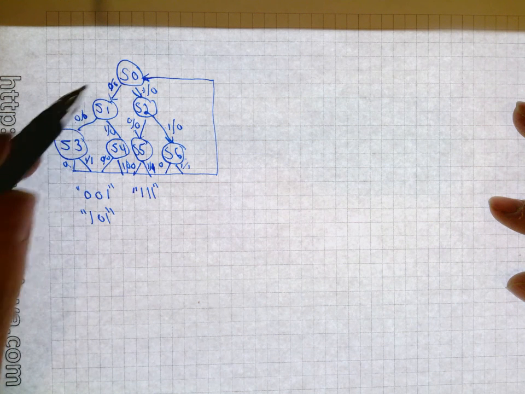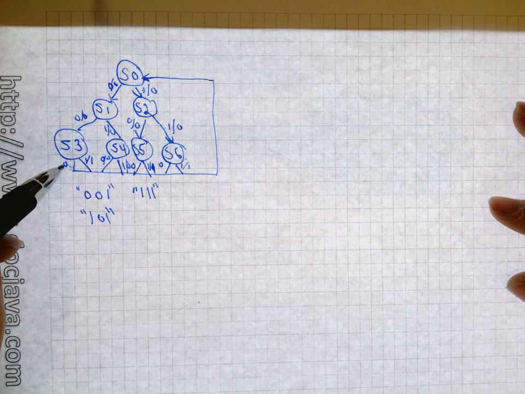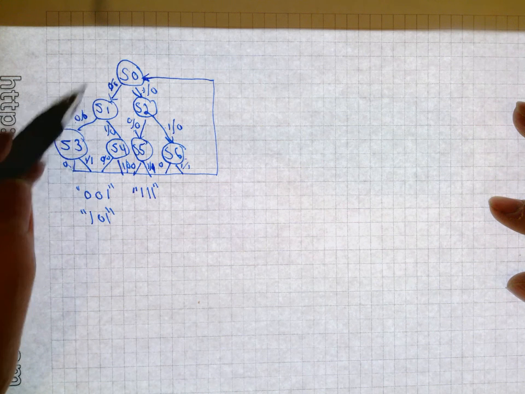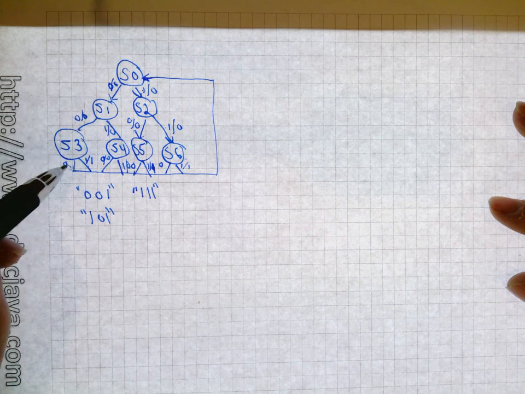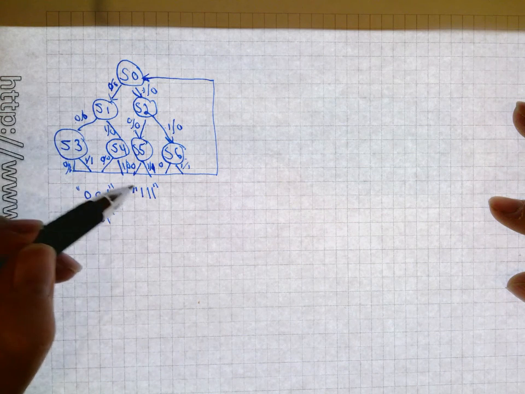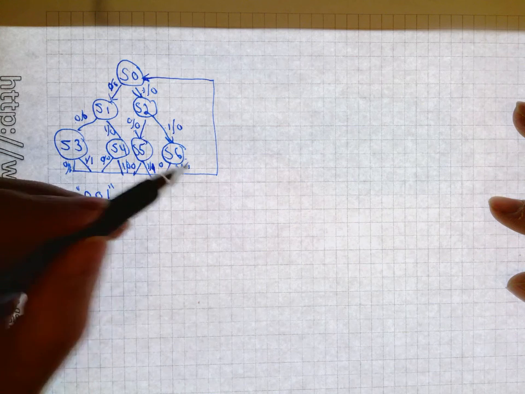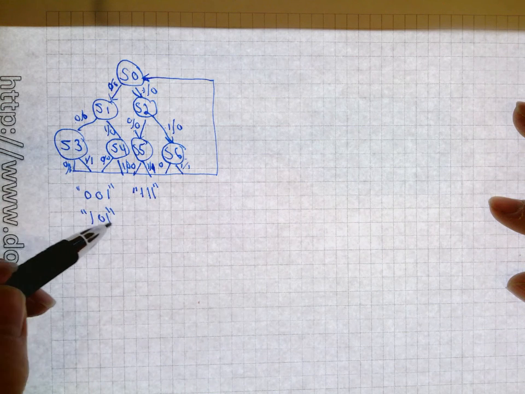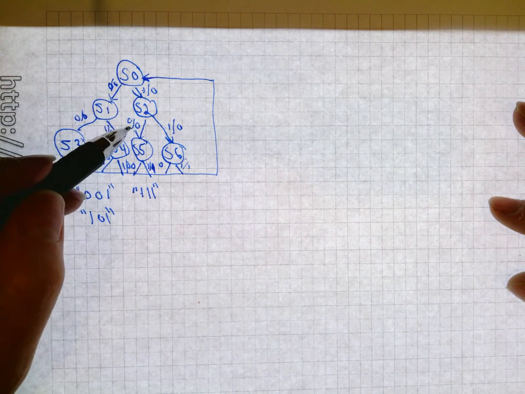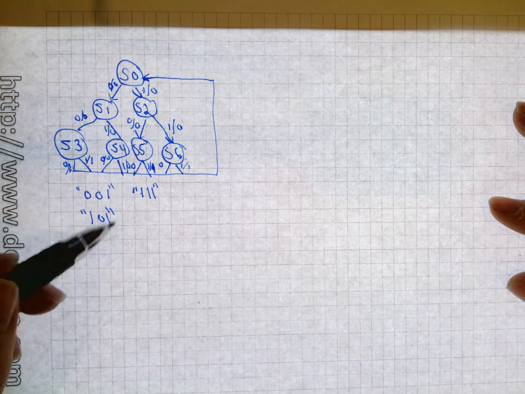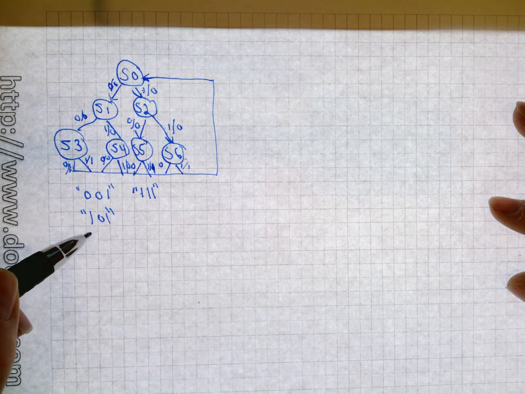So now 0, 0, 1 outputs a 1. This does not. 1, 1, 1 outputs a 1. 1, 0, 1 outputs a 1. So those are the three strings we plan to recognize.